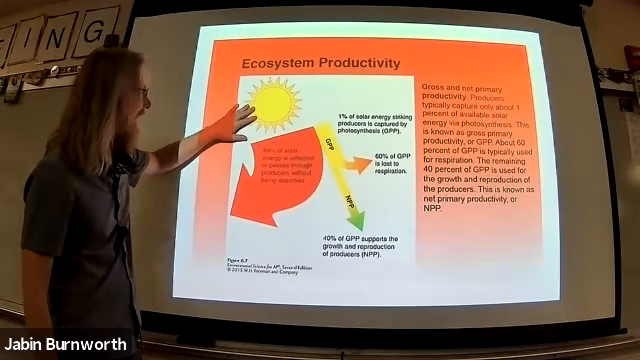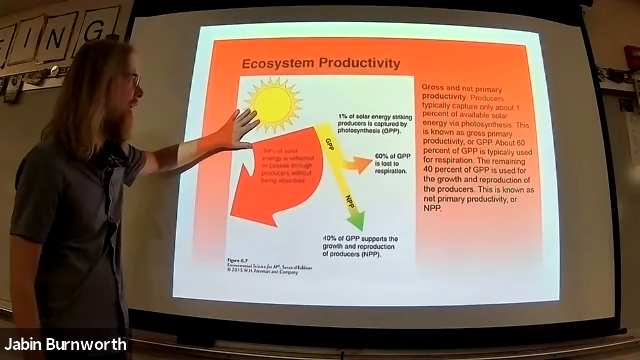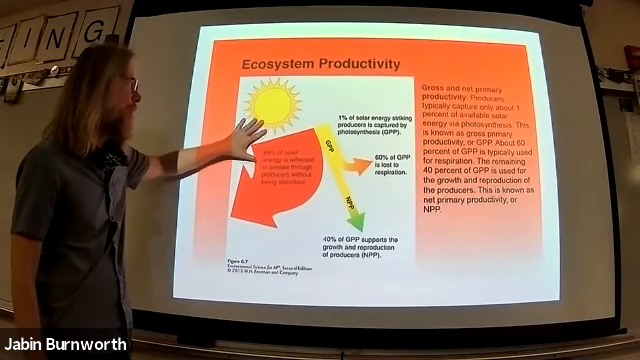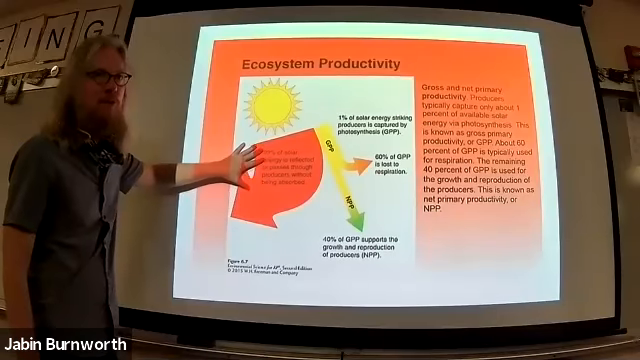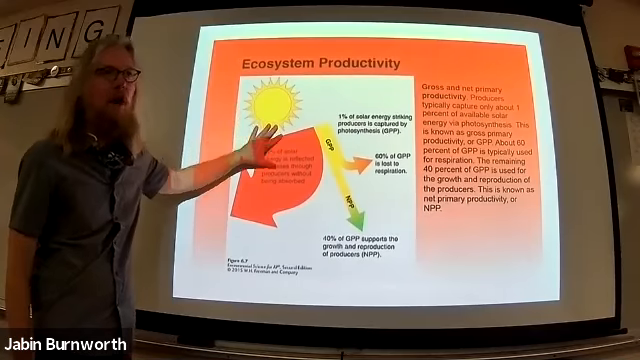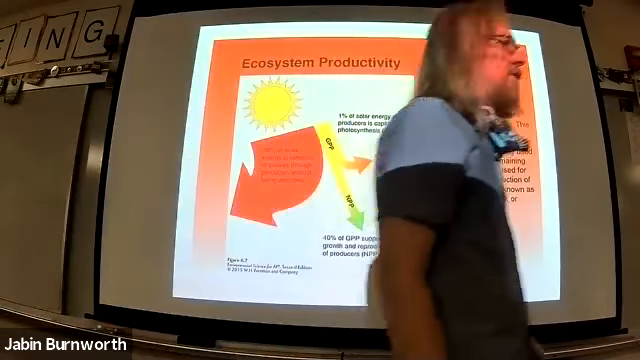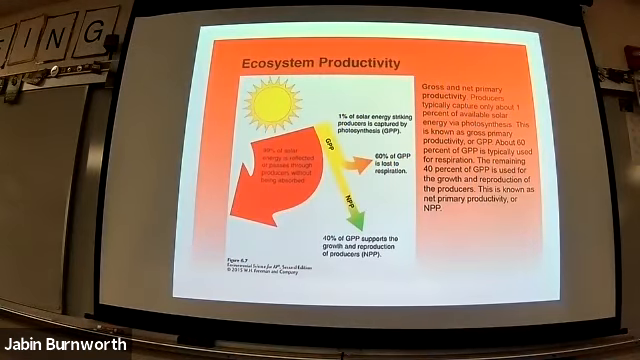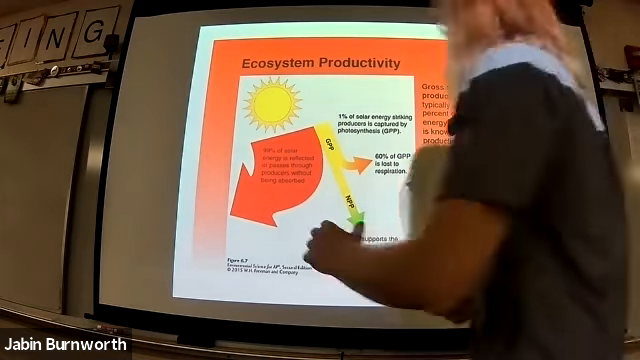But 99% of solar energy is reflected, or passes through producers without being absorbed. That's crazy, right? All that sunlight, you think, oh, plants are just loving it, and it's so efficient. No, it's being reflected, going back up into the atmosphere.